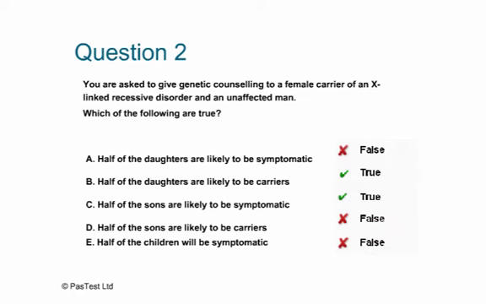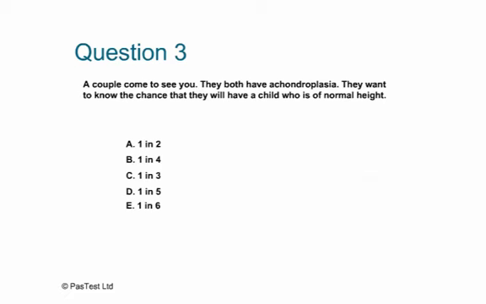Question 3. In this situation, we have a couple who are both affected by the dwarfing condition achondroplasia. They want to know the chance of having a child who is of normal or average height. Now, people with achondroplasia do commonly come to genetics clinics, often to ask about the probability of a child being affected by homozygous achondroplasia, a lethal skeletal dysplasia, where the child inherits 2 copies of the achondroplasia mutation. But this is not what's being asked in this situation.